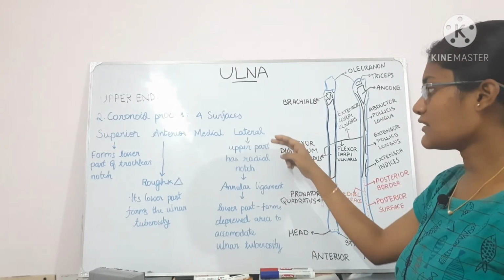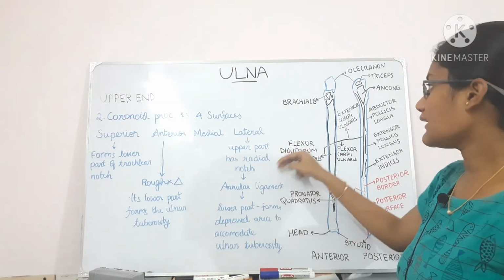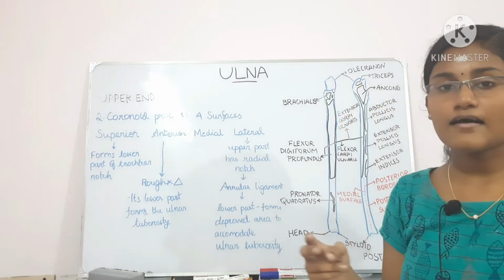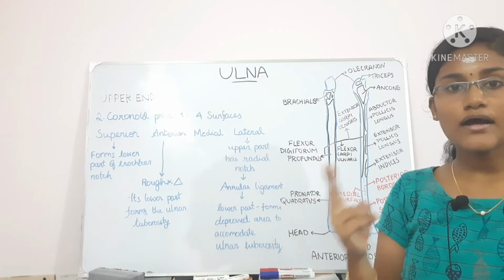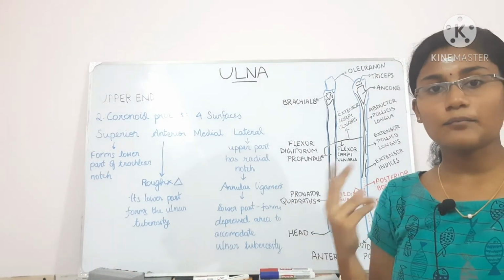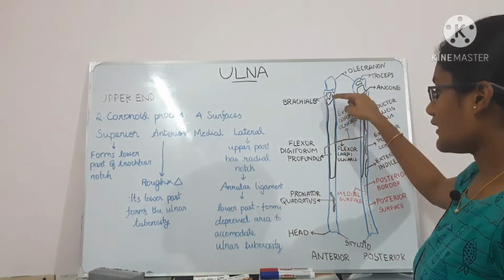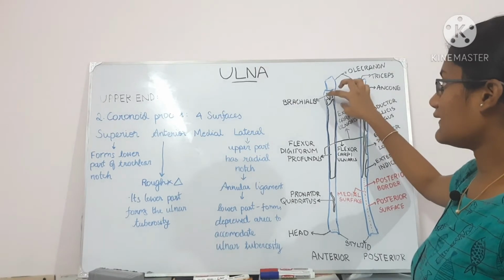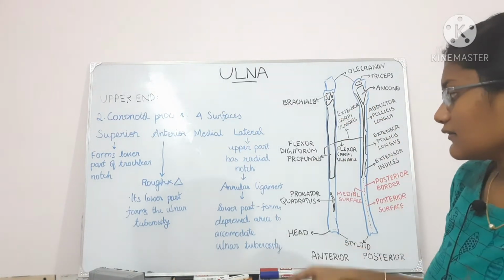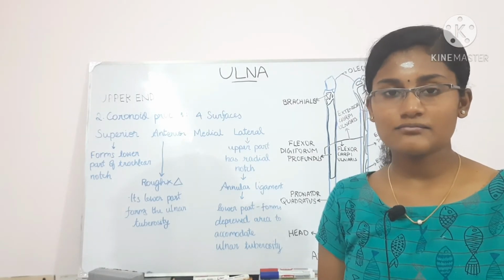The lateral surface has the upper part and the lower part. The upper part has the radial notch, and the radial notch has 2 borders, the anterior border and the posterior border. The annular ligament attaches with the anterior and the posterior borders of the radial notch. And the lower part forms a depressed area to accommodate the ulnar tuberosity, and the lower part is limited by a ridge called the supinator crest.